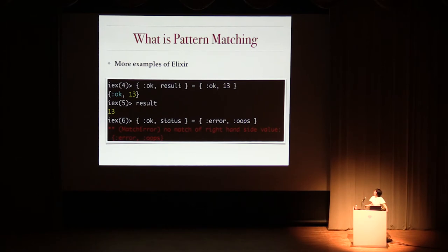And one complex example, Elixir's tuple. On the left side of equal, the first element is OK, and the second element is a variable. And it matches the tuple on the right side. As a result, 13 is assigned and returned. In the next example, it checks the first element and it does not match, so it raises a match error.